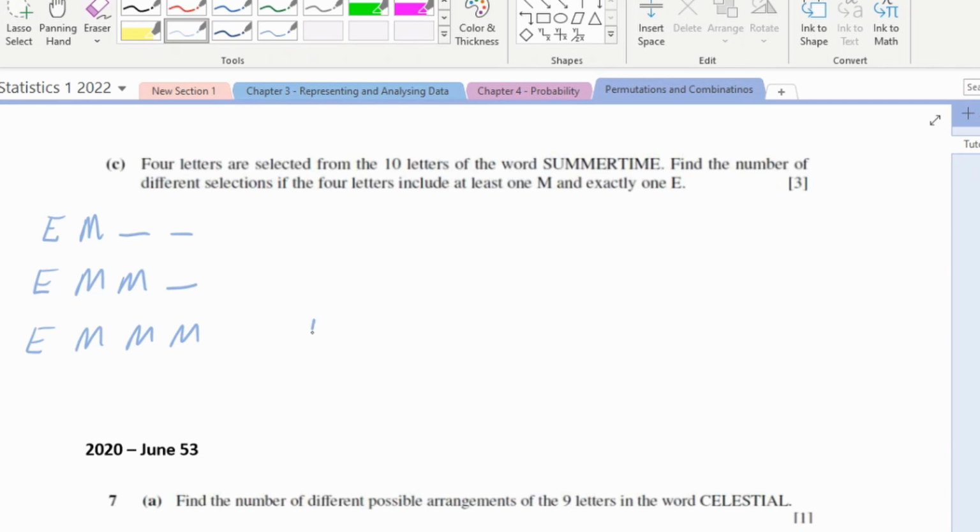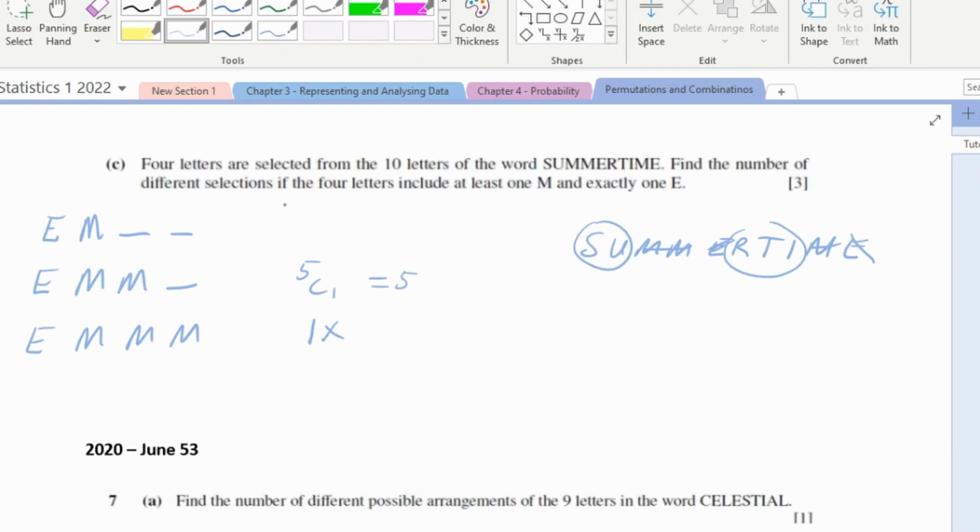And finally, we could have E and then all of the M's. Now, there's only one way of doing that. One way. What about this one here? If we select the M's and we're not selecting anything else, so just think of our word summertime. We're not choosing those. We're not choosing that. We're not choosing that. And we're not choosing that. How many letters have we got to choose from left? 5, isn't it? Those 2 and those 3. So we would say this is 5 choose 1, which is equal to 5.